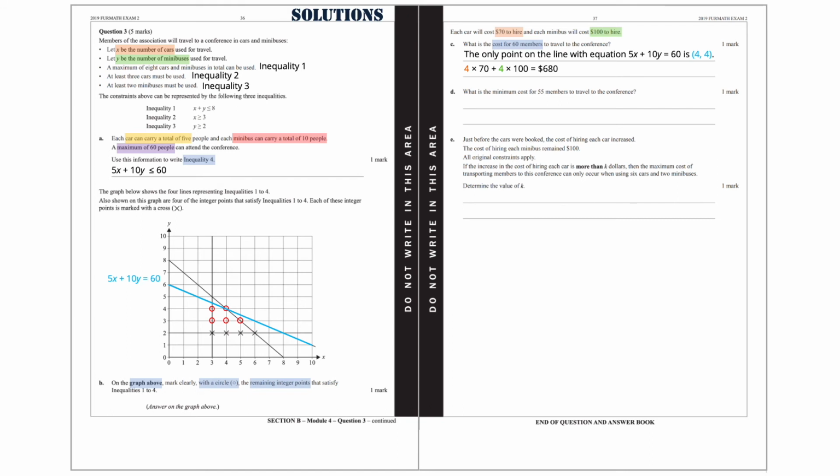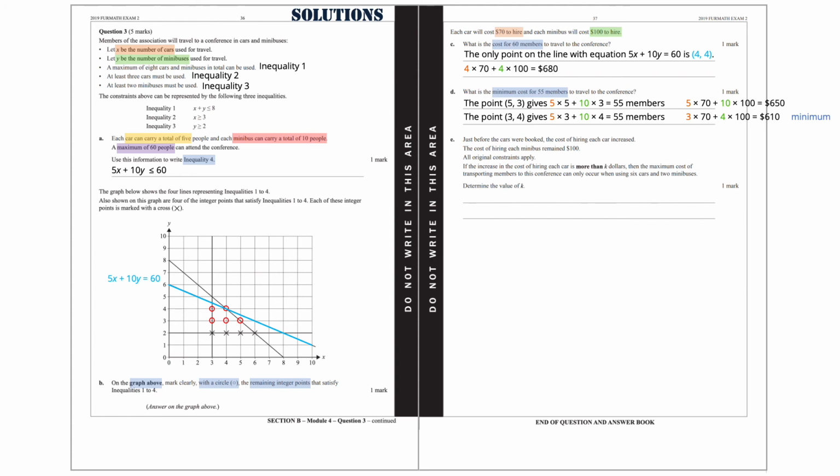Part D. What is the minimum cost for 55 members to travel to the conference? We are going to use the point with coordinates 5 and 3, which gives 5 times 5 plus 10 times 3 equals 55 members, with a total of 5 times 70 plus 10 times 100 equals 650. The point with coordinates 3 and 4 is going to give us 55 members as well. That is 3 times 70 plus 4 times 100 equals 610. So this is the minimum value.